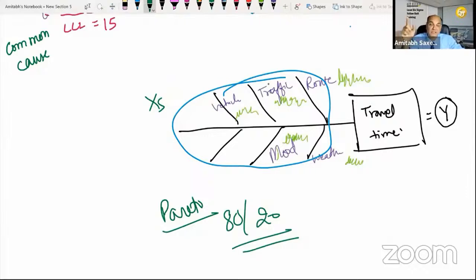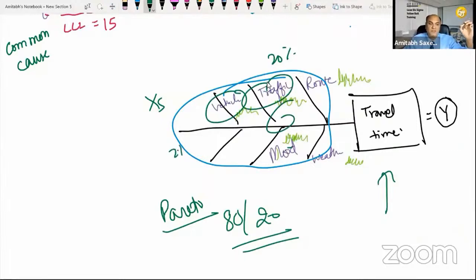80-20 rule. Joseph Juran applied this to quality, and he said 80% of the problems are due to 20% of the causes. So if you listed 10 causes here, only two are responsible for my 80% of the problem. And which are these two? You have to validate. How would you validate?